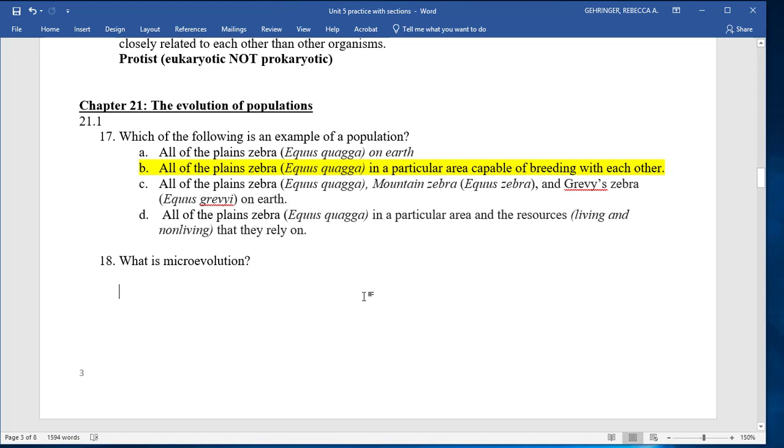Microevolution. A common confusion here is you think, okay, micro is small, right? And that's right. This is evolution on a small scale, though, not like microorganisms and their evolution. And when we say a small scale for evolution, we mean evolution at the population level.